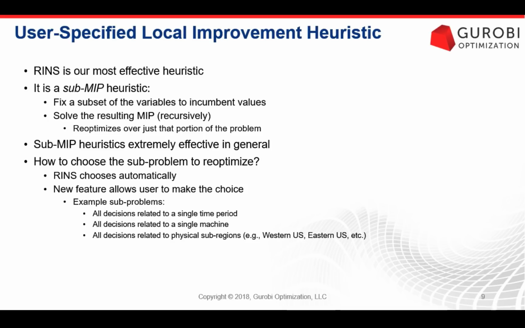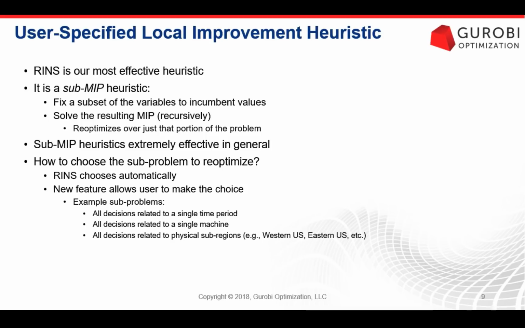Similarly, if you're doing something like production planning and you've got multiple machines, you can fix what happens on all but one machine in the factory, and then you can just re-optimize on that single machine. So perhaps resequence the jobs on that machine.